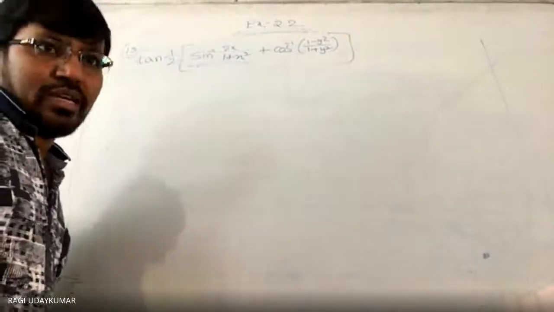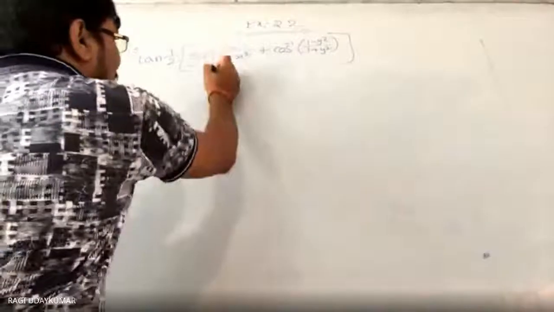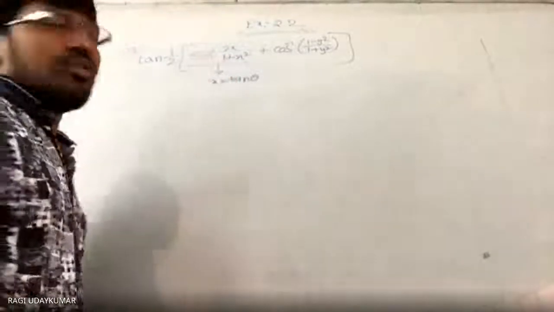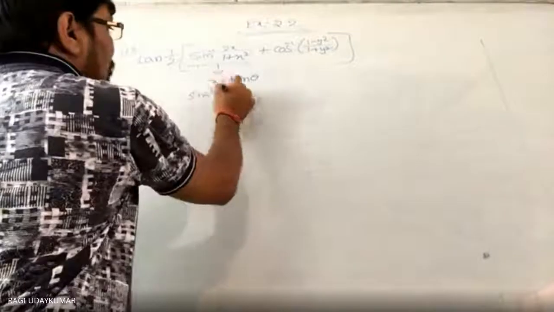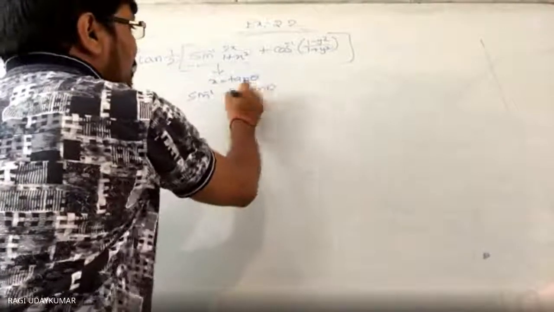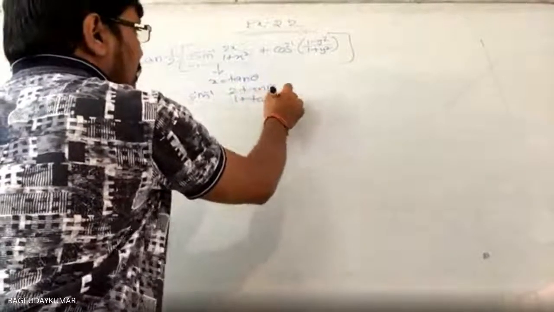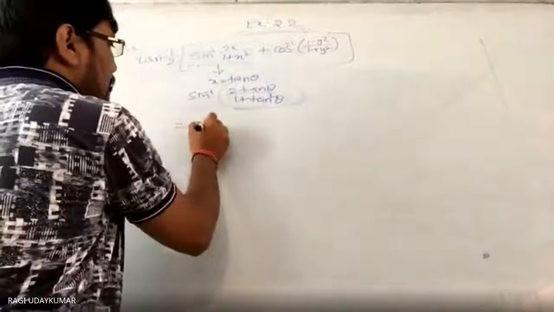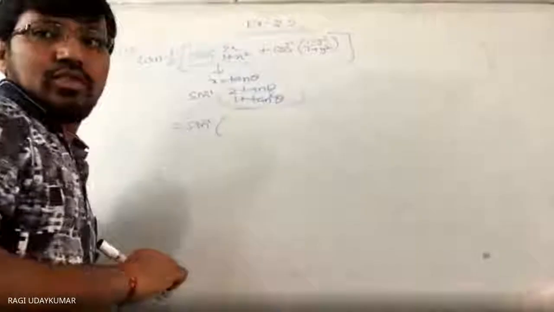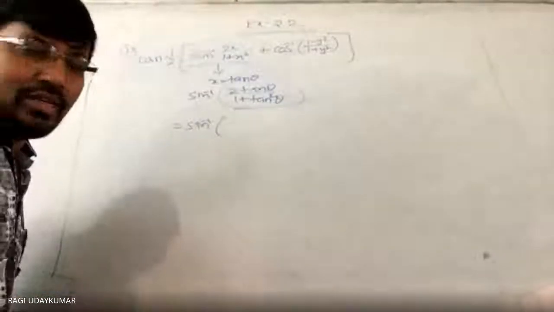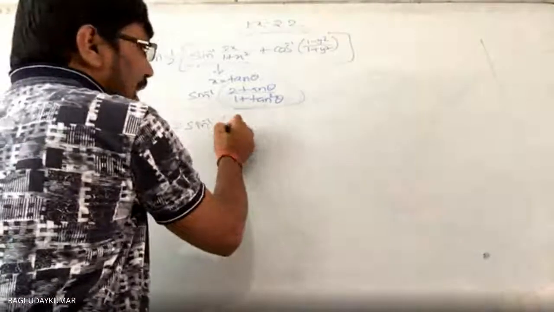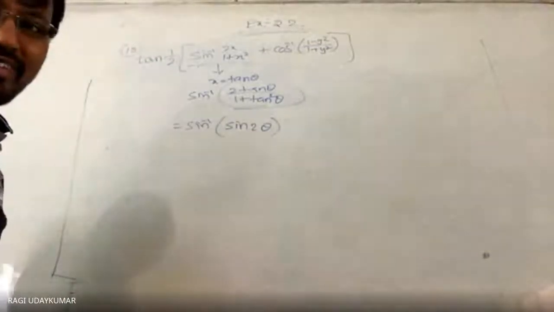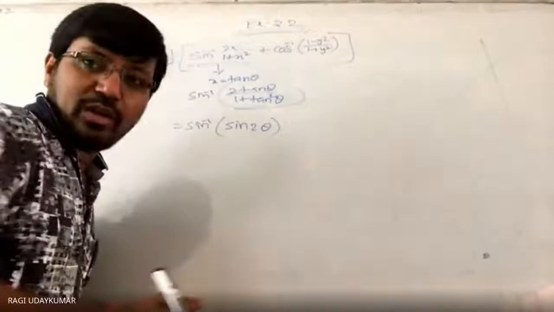I will explain it. Take x equal to tan theta. In this, substitute x equal to tan theta. So what do you get here? Sin inverse of 2 tan theta by 1 plus tan square theta, which is sin inverse of sin 2 theta.